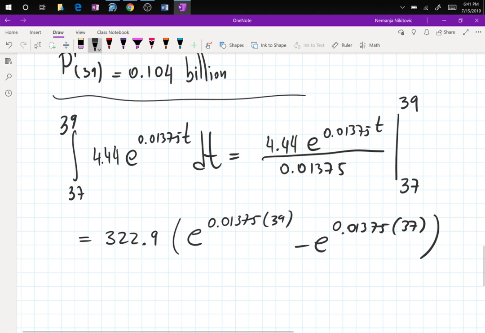So 322.9, open parenthesis, e raised to 0.01375 times 39 minus e raised to 0.01375 times 37. That gives 14.97 billion.